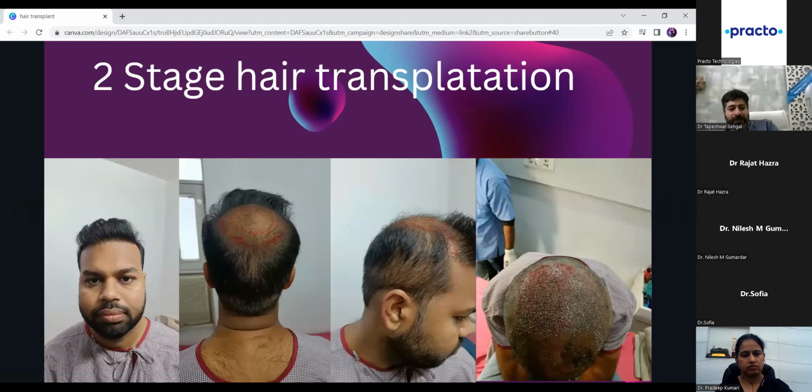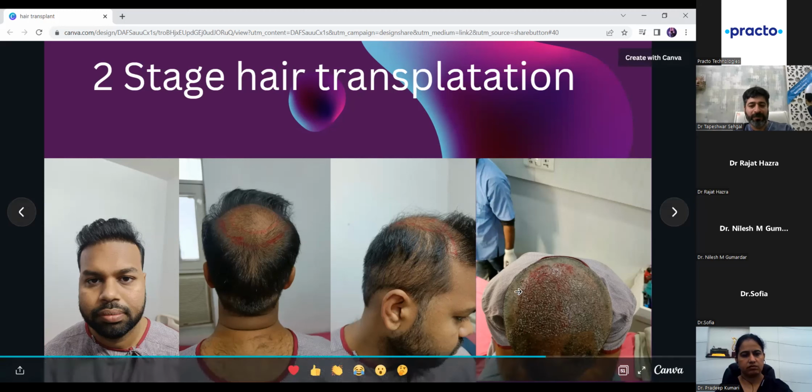Here is another patient with two-stage hair transplantation. On the left, whatever hair you see are the transplanted hairs, with good growth. And now he has a bald pattern on the back. We did the same: some hair we extracted from the occiput area, and we added hair from the beard area and covered almost the full scalp.